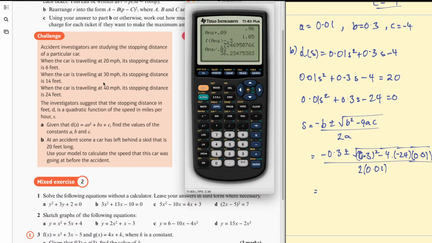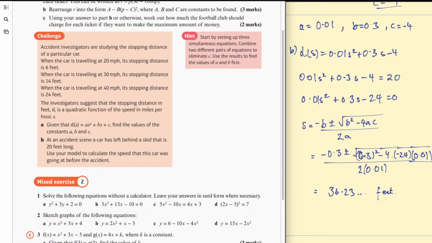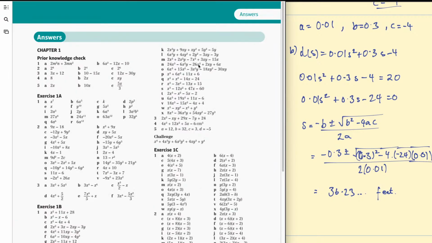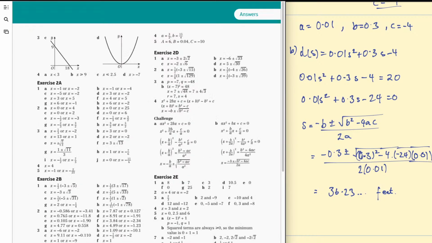So as I said, it needed to be between 30 and 40 because these stopping distances are 14 and 24. So I'm hoping that this is correct. So I get 36.23 and so on. Feet. Why feet? I don't know. Okay. That was certainly a challenge for me. Maybe not for you, but that was definitely a challenge for me.